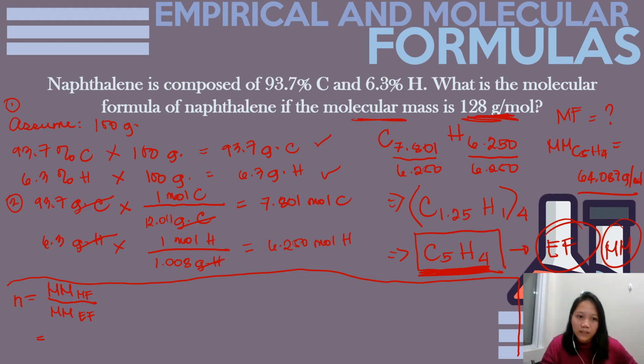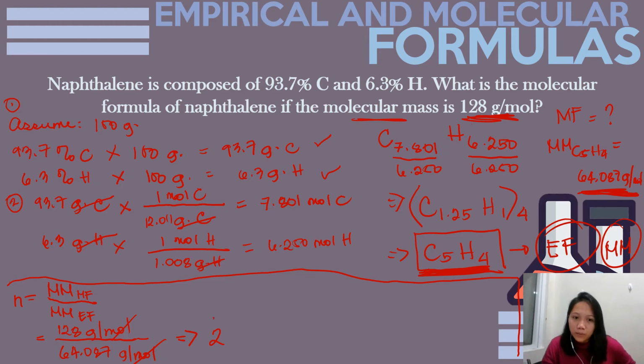So, you have 128 grams per mole divided by the molar mass of your empirical formula, which is 64 point. Okay, baka magtaka kayo saan galing to ha. So, i-pause nyo muna para ma-solve nyo yung molar mass ni empirical formula natin. So, you can now cancel, of course, the unit. So, what value will you get here? It's actually 2.